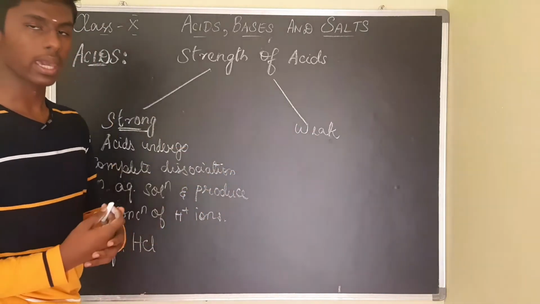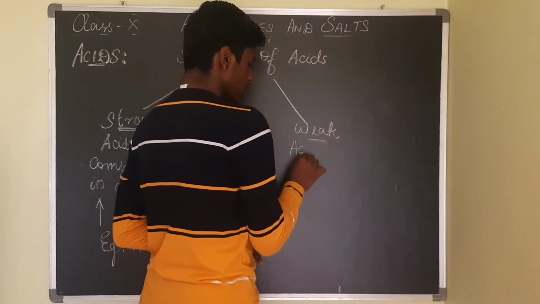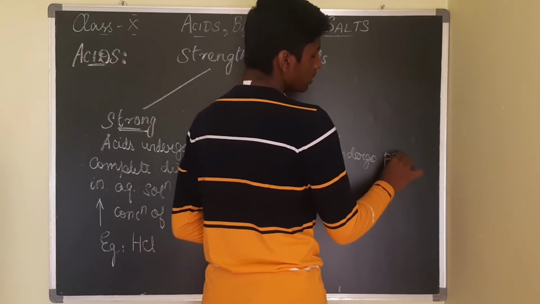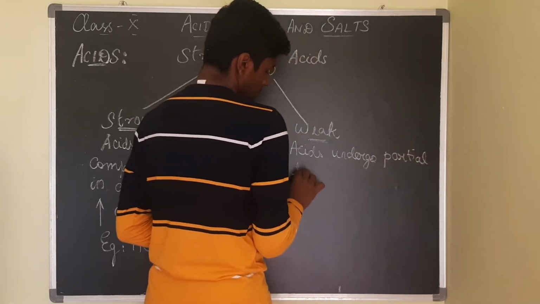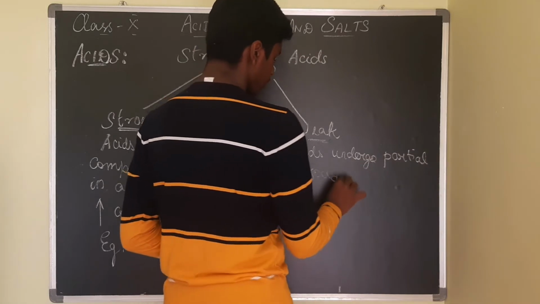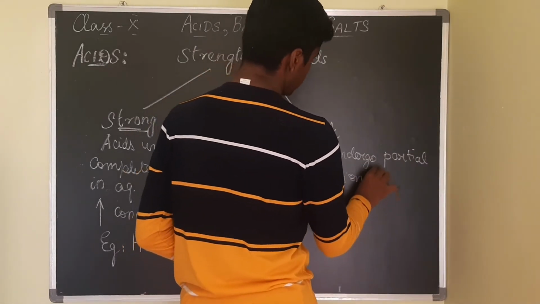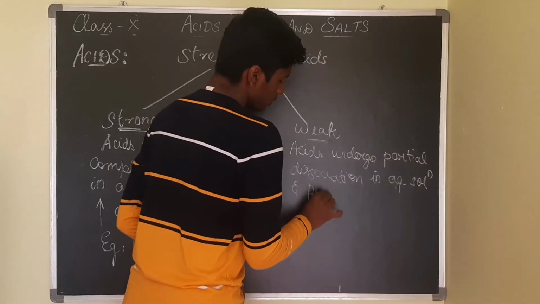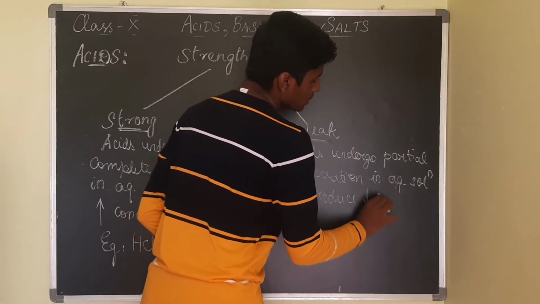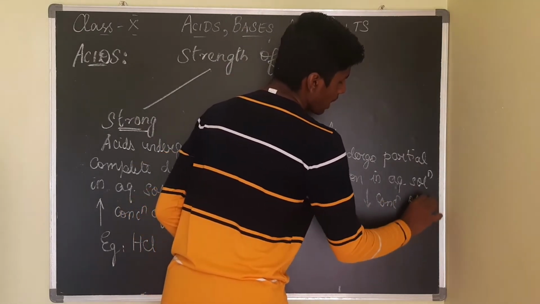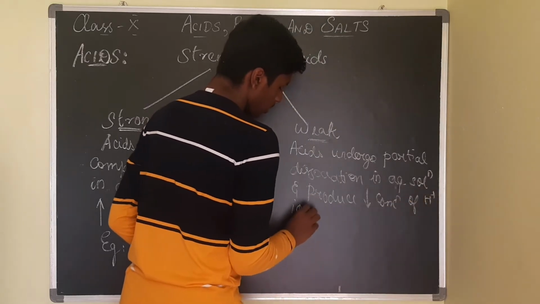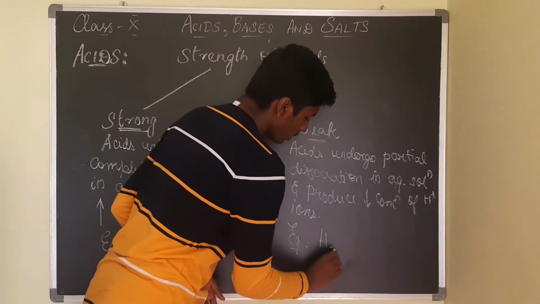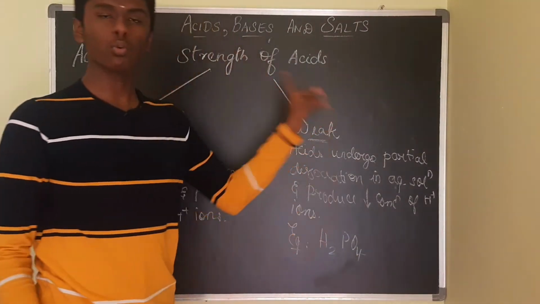Now coming to weak acids. Weak acids are those acids that undergo partial dissociation in aqueous solution and produce a low concentration of H plus ions. So for example, H2PO4 is a type of weak acid only.